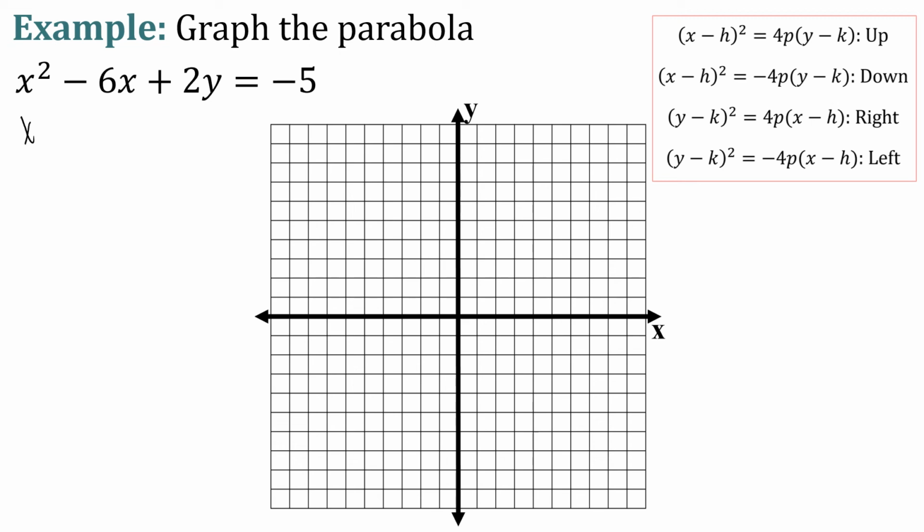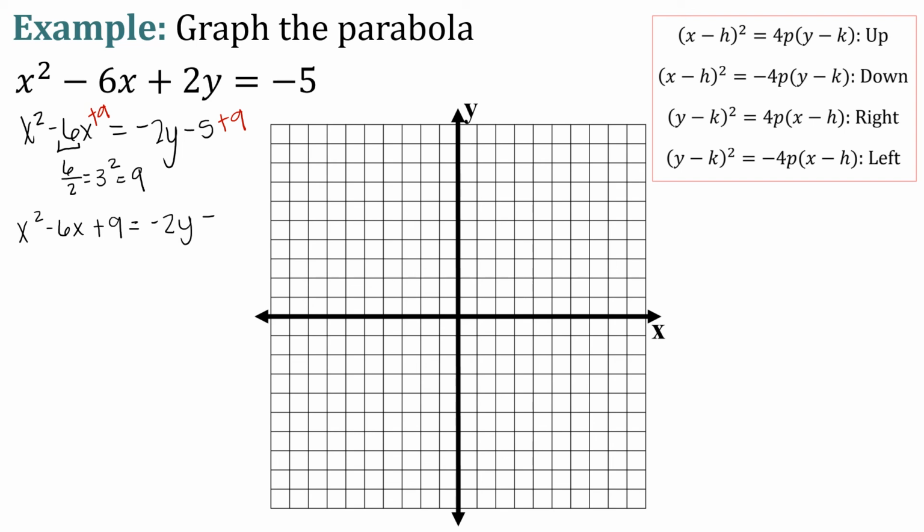So the first thing I need to do is get my x's over here on the left-hand side by themselves. So I moved my y to the other side. It became a -2y. I'm going to take my 6 and I'm going to half 6. That produces 3. I'm going to square 3, which gives me 9. And I'm going to add 9 to both sides. Half it, square it, add it. So now I have x squared minus 6x plus 9 equals -2y plus 4.